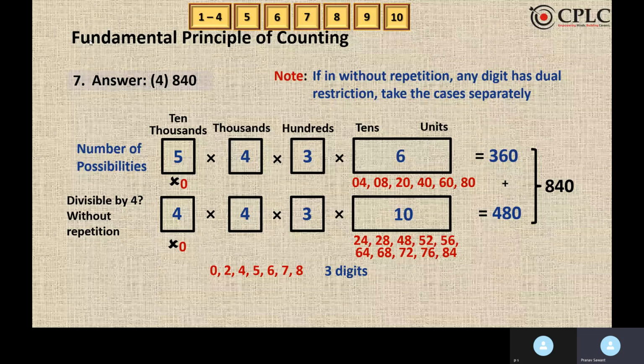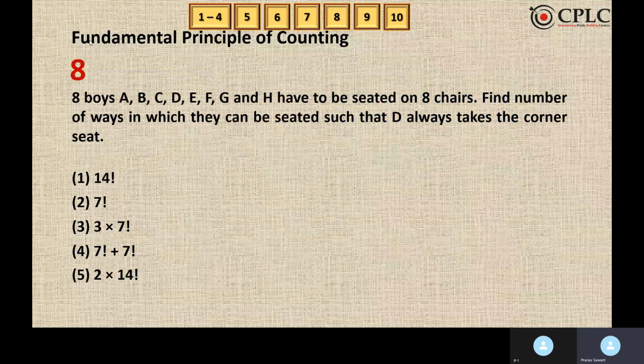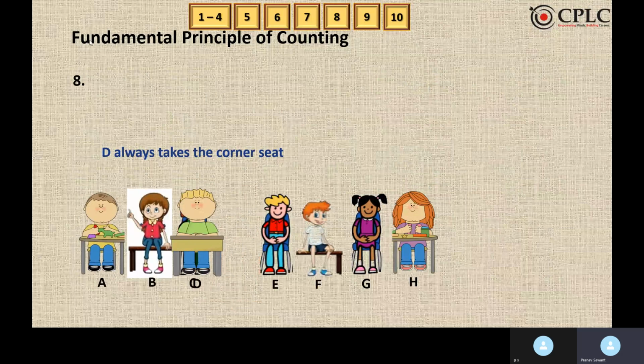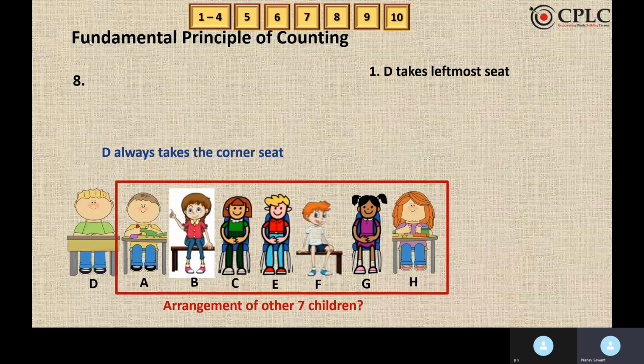Moving to the next question. 8 boys A to H have to be seated on 8 chairs. Find the number of ways in which they can be seated such that D always takes the corner seat. Now D, we know the specific position of. So what we'll do is we'll make D's position fixed at the corner. If we fix D, that means we just have to arrange the remaining 7 children. So 7 children can be arranged in 7 factorial ways.